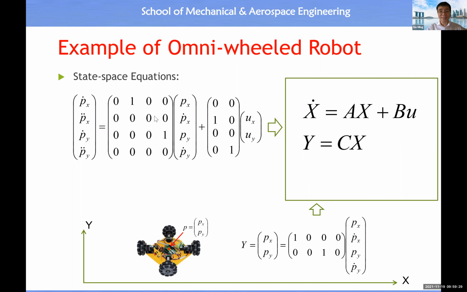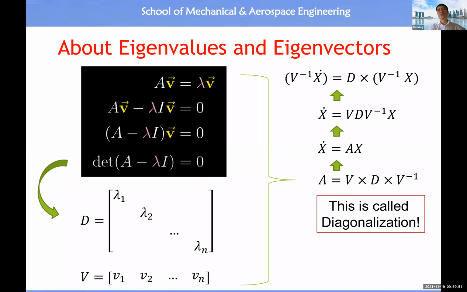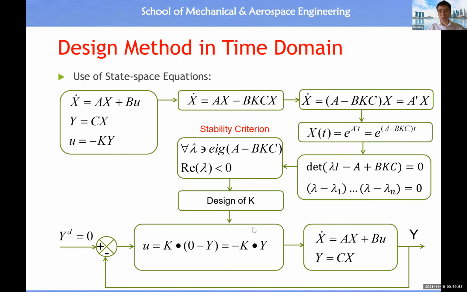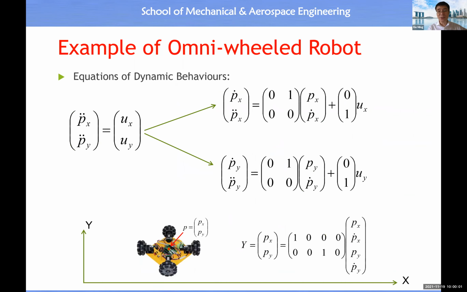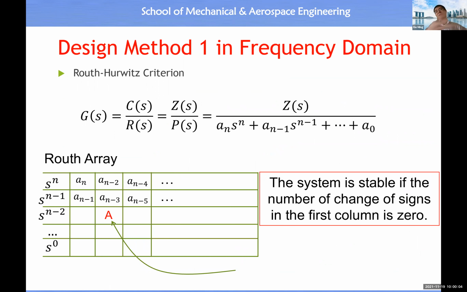Then you see this is A, this is B, this is u, this is x. Okay, x dot. So you see you have x dot equals A x plus B u, and y equals C x. You see, you get this one. Once you have this state space equation, then you apply this solution to design the controller, to choose what should be the proportional control gain inside this control block. All right, so it's quite simple, all right? Now, okay, what will be the frequency domain method?